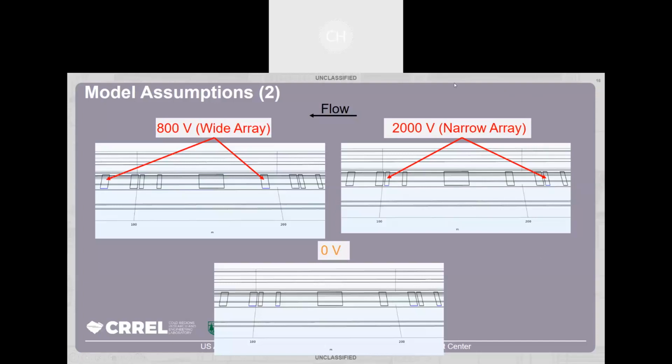I saw there was a question there. I could not pick it up quite quick enough. But so then for our cathodes, they are just held. What is the reason for the wide versus narrow array with respect to the effect on the fish?